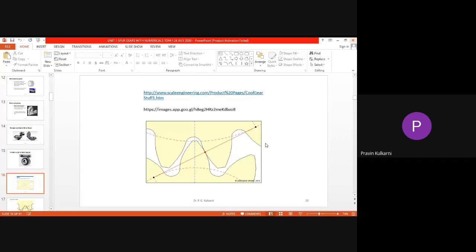Most commonly used tooth form is 20-degree involute. In case of standard gears, addendum is equal to 1 module. Maximum path of contact is M to N. Actual path of contact is less than maximum possible path of contact.